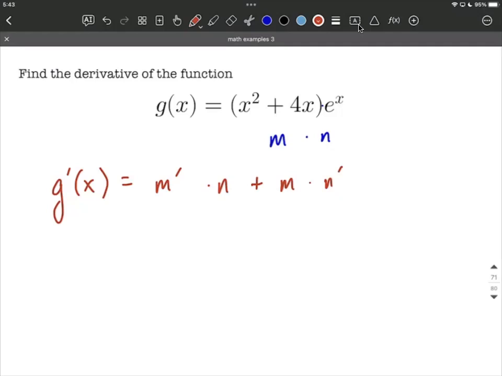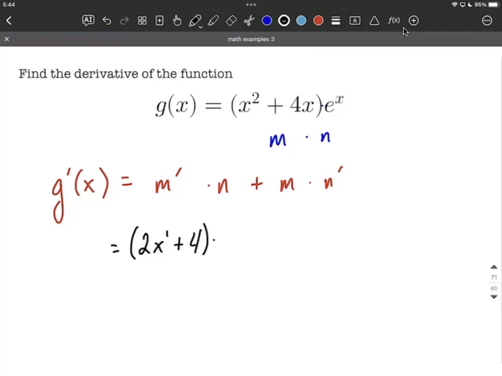All right, so now that we have our plan in place, let's go ahead and execute it. So g prime of x is going to be the derivative of that set of parentheses. We're going to use the power rule. The 2 comes down in front, then we reduce the exponent by 1, so 2 minus 1 makes 1 for our new exponent. Plus, we have 4x. That's a linear function, so we're just going to get 4. Basically, the coefficient is going to be our derivative for that linear function. That takes care of the derivative of m.